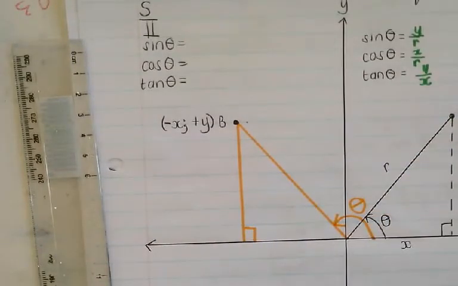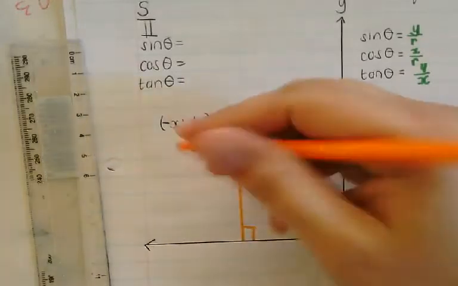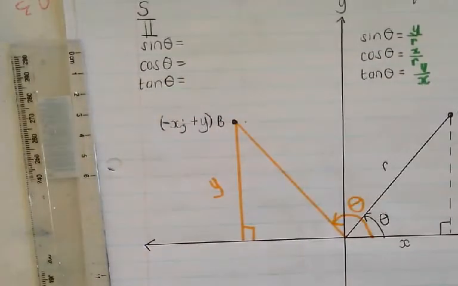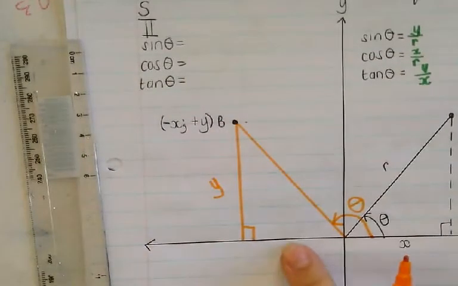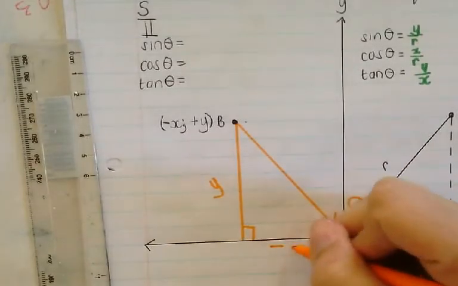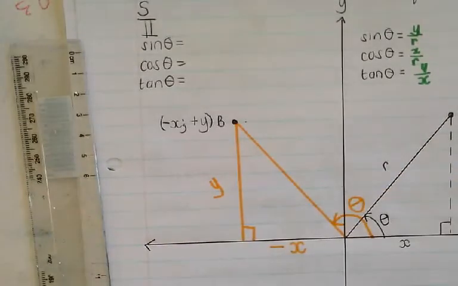My new theta. That is still the opposite, but it is my y value. This is my adjacent, but it is negative x. Ma'am, why is it negative x? Because it's on the negative x side of the axis. Oh, yes. Okay. Now I need an r value. I need to know if r is going to be positive or negative.